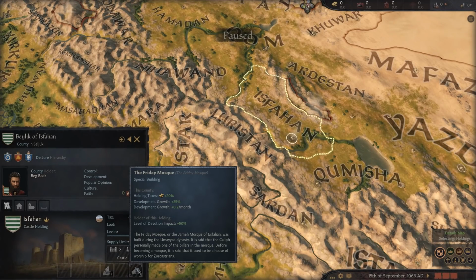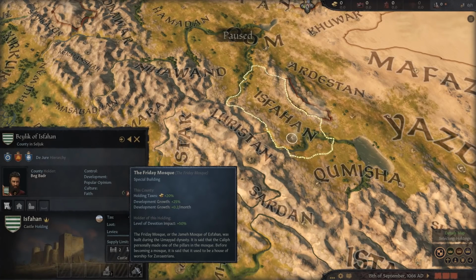The Friday Mosque, or the Jame Mosque of Isfahan, was built during the Umayyad dynasty. It is said that the Caliph personally made one of the pillars in the mosque. Before becoming a mosque, it is said that it used to be a house of worship for Zoroastrians. So this is really cool. If you decide to play Zoroastrian, and this is always constructed, so it's there in 867, where we have a few more Zoroastrians in the game, this would be a cool one to try to conquer.